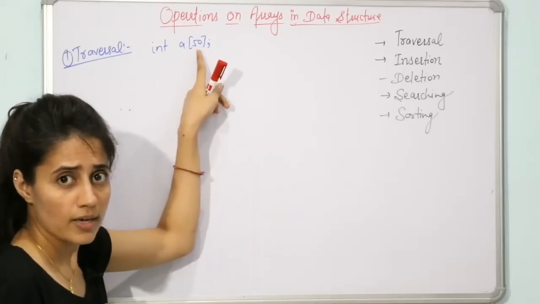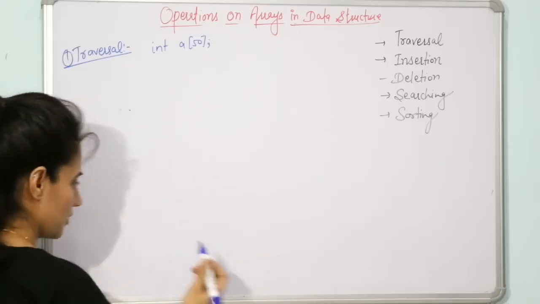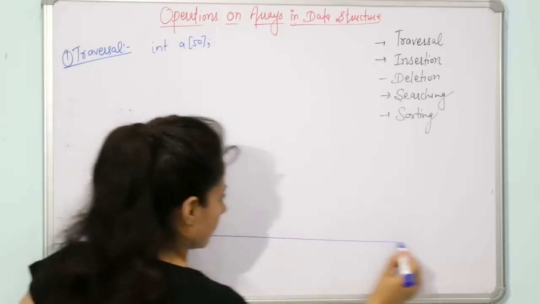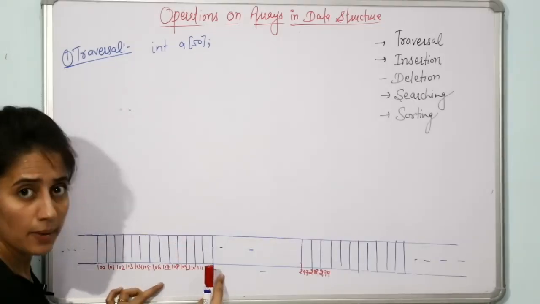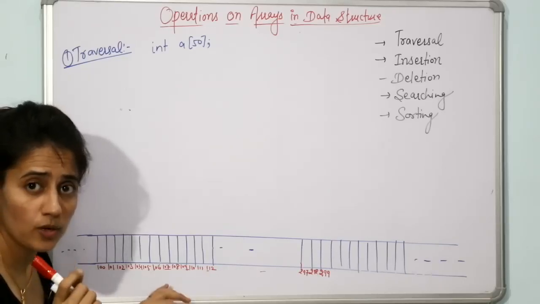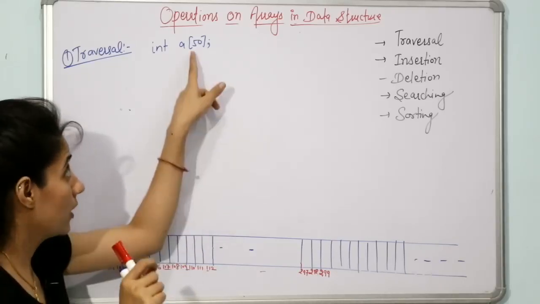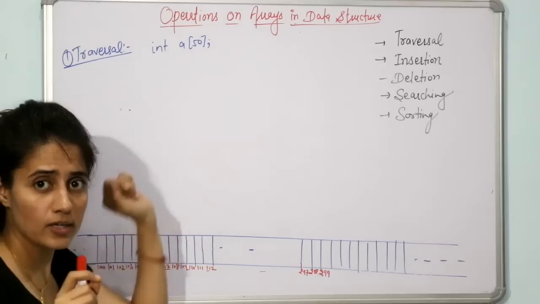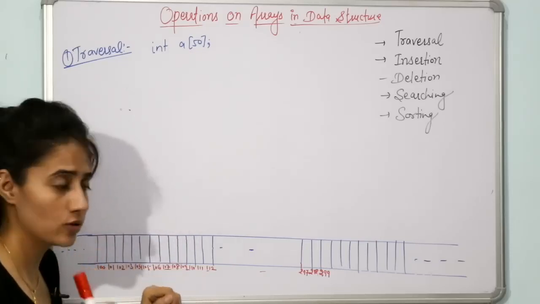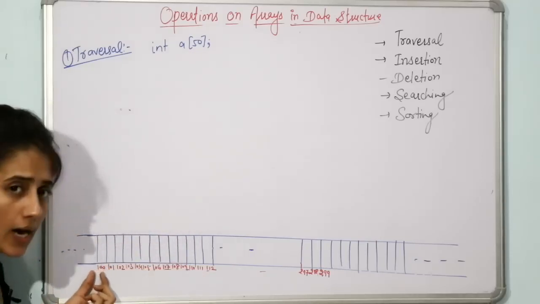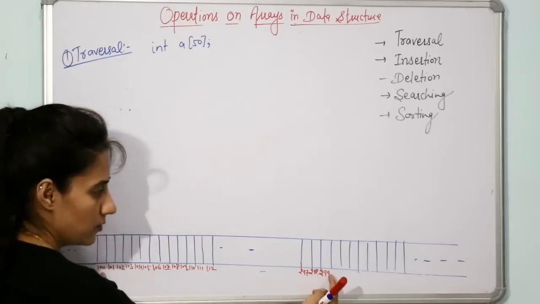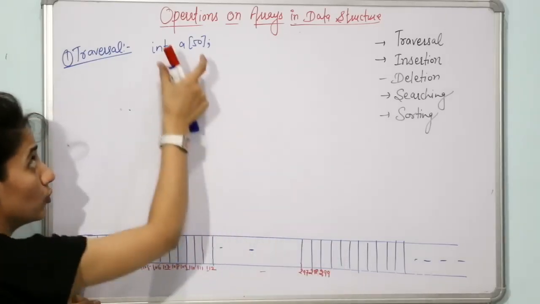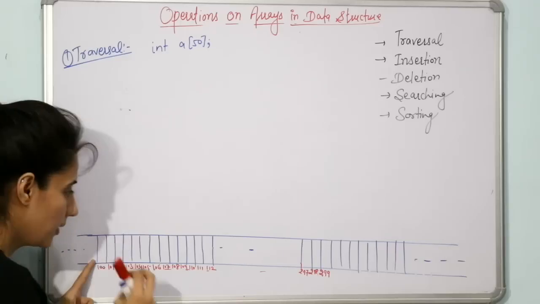50 into 4, that is 200 bytes. So something like this. If this is our memory, how many bytes would be allocated? That is 50 into 4, because one integer will take 4 bytes, that is 200 bytes. Suppose the base address is 100, so 100 to 299, these bytes would be allocated to this array, this space.